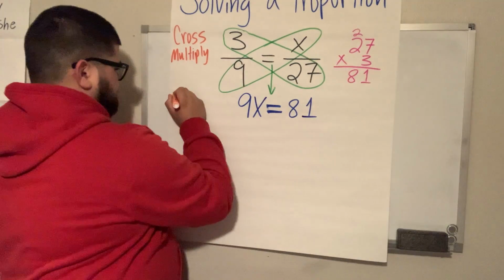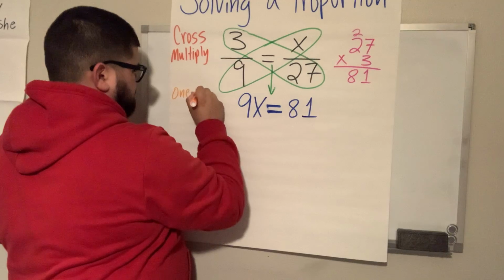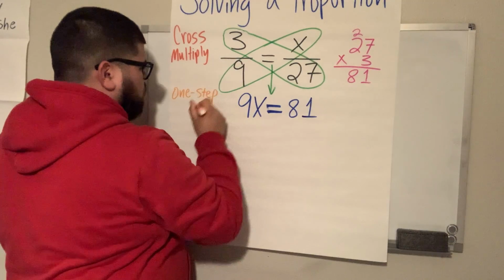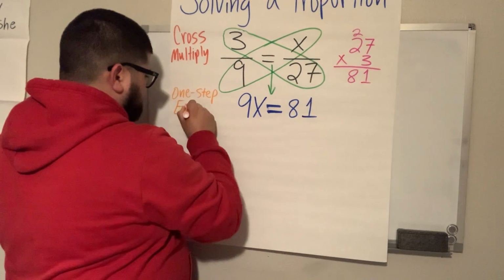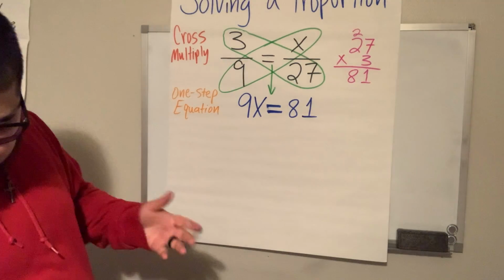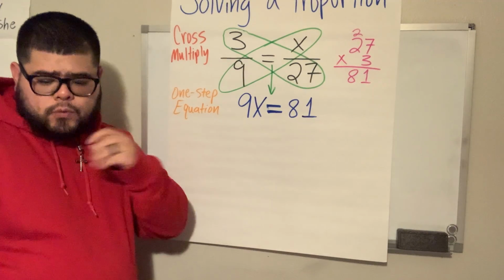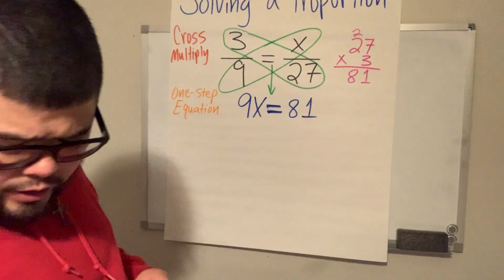Here it is. It is a one-step equation. We call it a one-step equation because it only takes one step to solve it, right? We only got to do one thing to solve it. And so we're going to go ahead and do that.